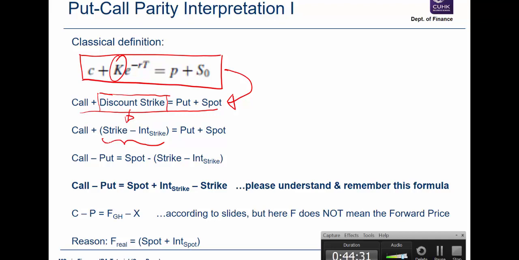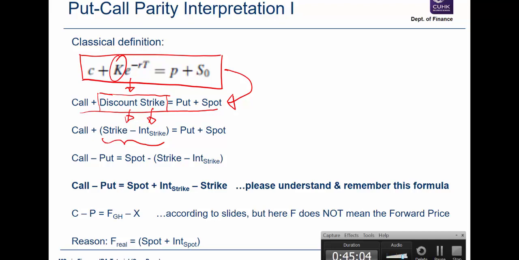You look carefully at his lecture notes and you will find that when he starts talking about put call parity, the so-called discounted strike, which came from here. This is just using continuous compounding. Let's just keep it simple, okay? Whether it's continuous or discrete compounding, the discounted strike is just the strike minus the interest. Strictly speaking, this is already an approximation. This is not entirely true.